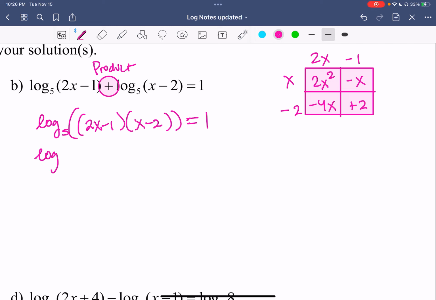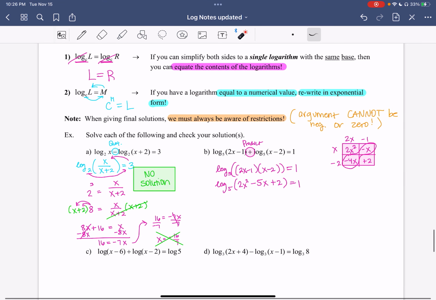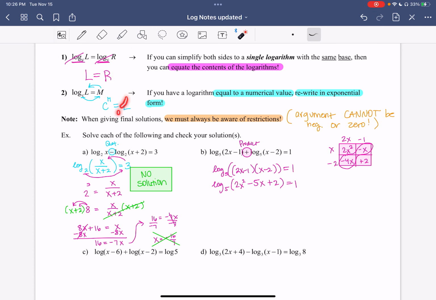So I'm going to come back and write this here. So log base 5 of 2x squared, my like terms being negative 4x and negative x equals negative 5x, and then positive 2, and that equals 1. After you condense to one single logarithm, you're going to compare, does it look like this one or does it look like that one? Mine is equal to a number. This one is equal to a number, so I'm going to assume it's case number 2, so I'm going to rewrite it in exponential form.